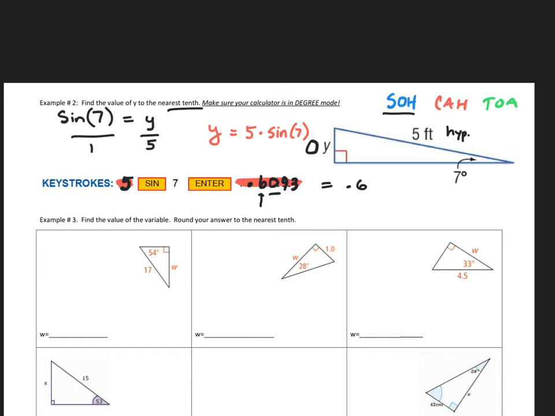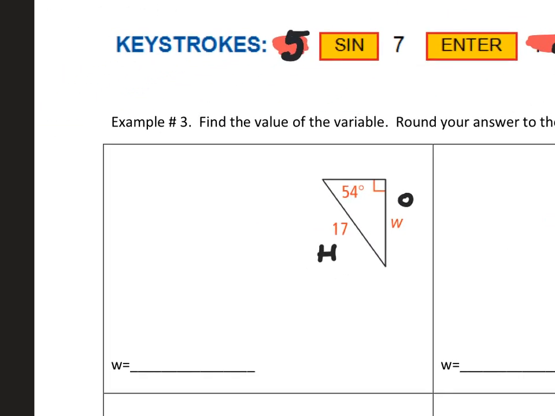All right, let's look at example number 3. It says to find the value of the variable. So again, I'm going to look at my triangle. I see that I have 54 degrees here. My right angle box is pointing to the hypotenuse, so I want to label that as H. And I see that W lies opposite of 54, so this is another sine problem. So I'll say the sine of 54 is equal to opposite, W, over 17.